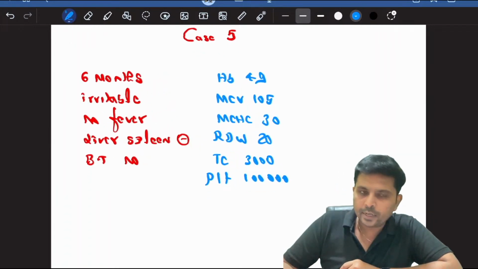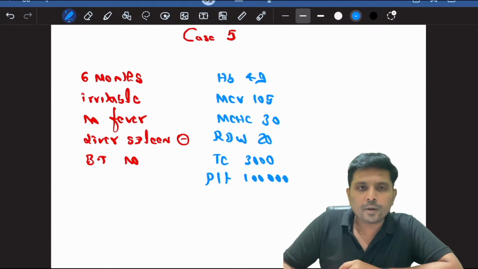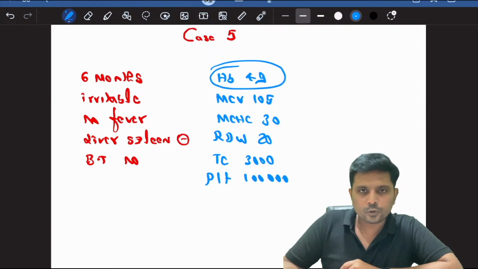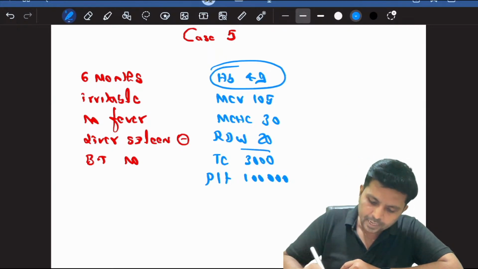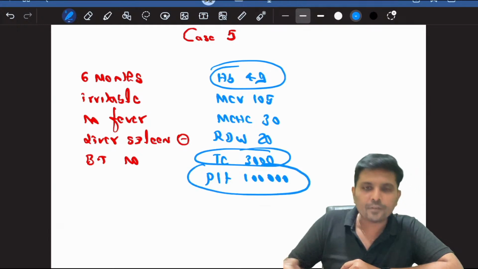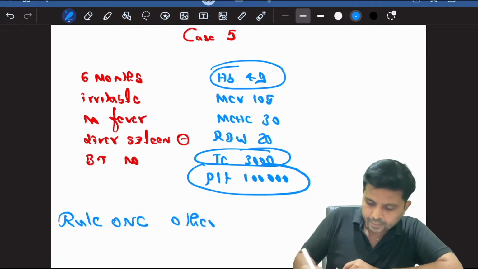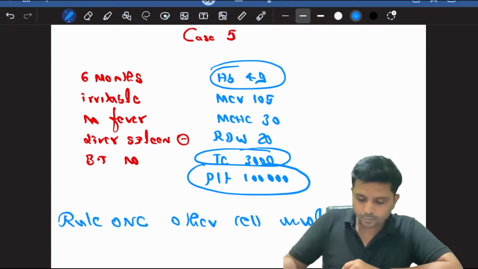A 6-month-old child, irritable, no fever, liver not palpable, spleen not palpable, no blood transfusion given so far. Hemoglobin is 4, so this is anemia. Other cell lines involved? Yes, other cell lines are involved. So that is rule 1.